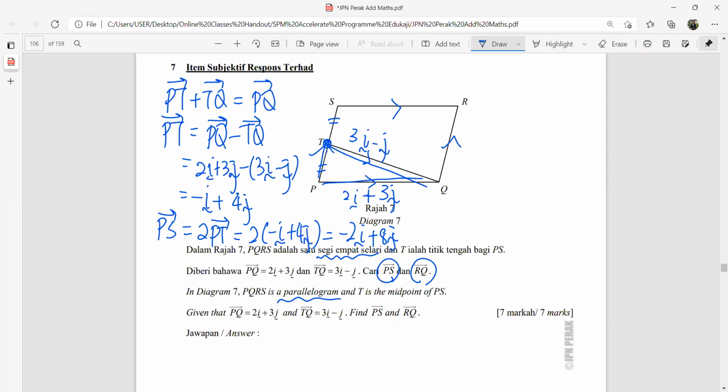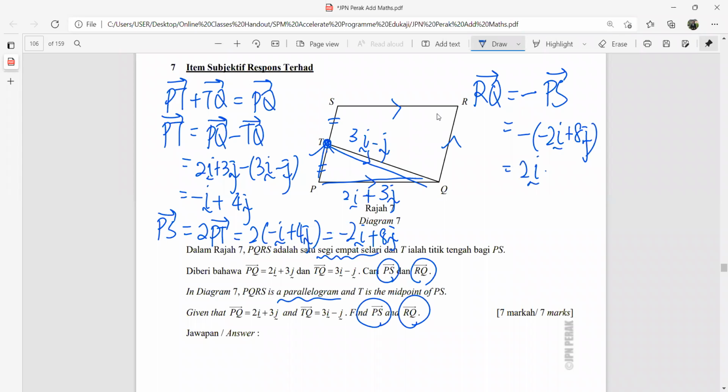Okay. So the question asks you to find PS and RQ, right? How about RQ? Very good, Yi Cheng. How to find RQ? RQ is actually parallel to PS, right? Direction change only. Negative PS. So this is something, a warm up for you. It'll be 2i minus 8j. Okay? Easy peasy, lemon squeezy.